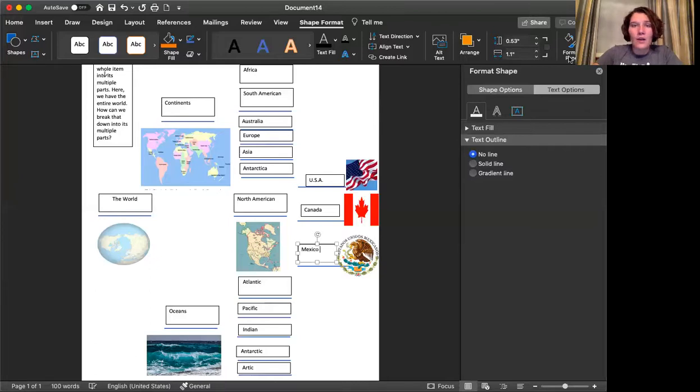Awesome, guys. So right here you have a brace map. We have broken down the world into the next biggest parts, and finally some smaller pieces that comprise the whole thing. So I hope that was helpful for you.